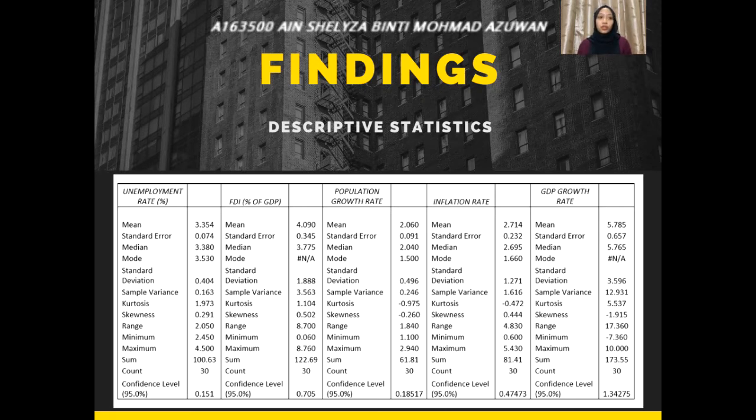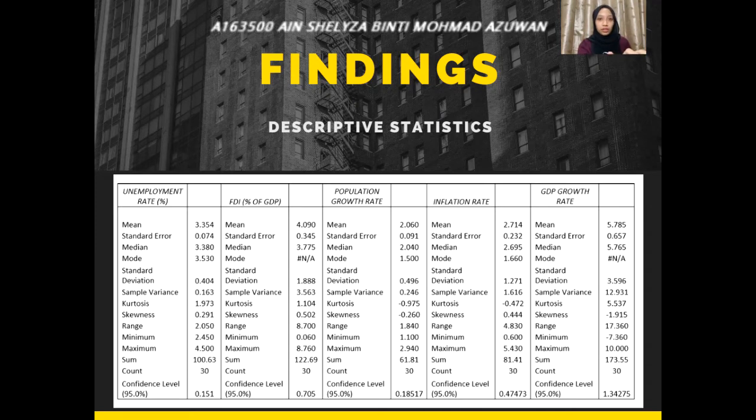Next, we are going to proceed with the population growth rate. As for the population growth rate, the mean and median are 2.06 and 2.04 respectively, and with the mean higher than the median, it is just the same as FDI, which is right-skewed. This is because the mean is slightly higher than the median. And for the standard deviation, it is found smaller than the mean with 0.496, and therefore the data is also reliable and not widely spread.